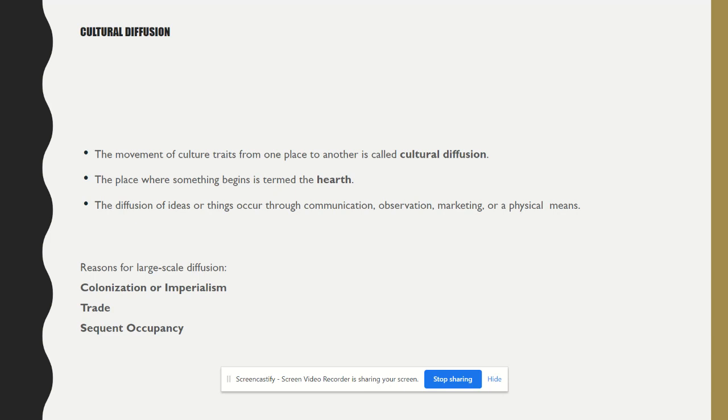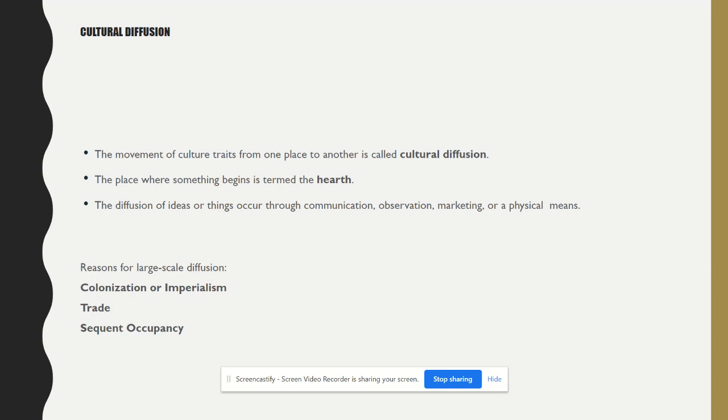So some different things to point out that are reasons for large-scale diffusion are things like colonization and imperialism. Those especially come into play when we talk about religion and language and how they spread throughout the world, and why they spread to specific places and why they didn't spread to other places. Trade is another process by which ideas and elements of culture are diffused.